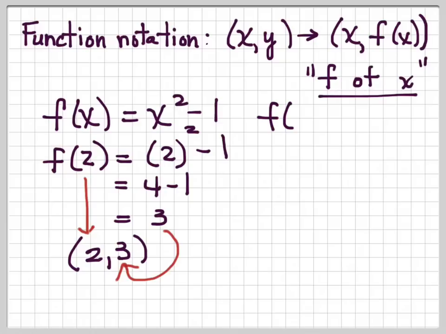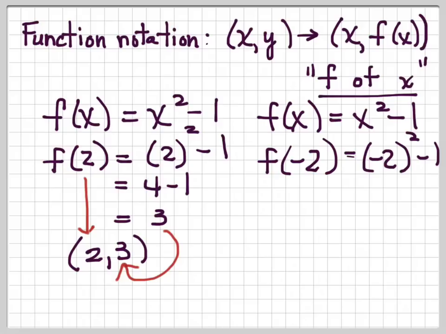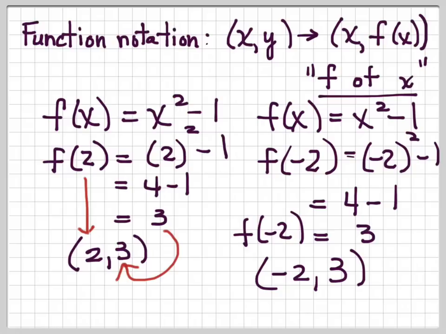If I do f of x equals x squared minus 1, and this time I want to find f of minus 2, then everywhere I see an x, I'm going to substitute minus 2. So I'll have (-2) squared, and remember that's minus 2 in parentheses squared, minus 1, which is 4 minus 1, which is 3 again. So I would say f of minus 2 equals 3, and (-2, 3) is the coordinates of my solution set. The minus 2 corresponds to the x, and the 3 corresponds to the f of x.